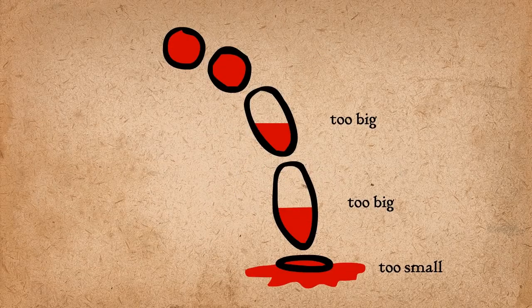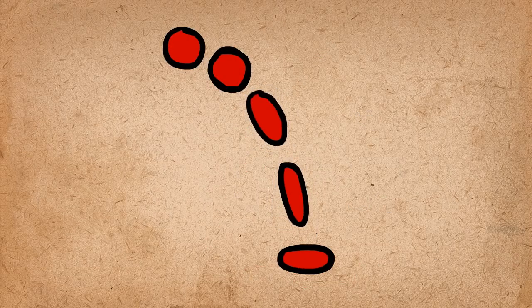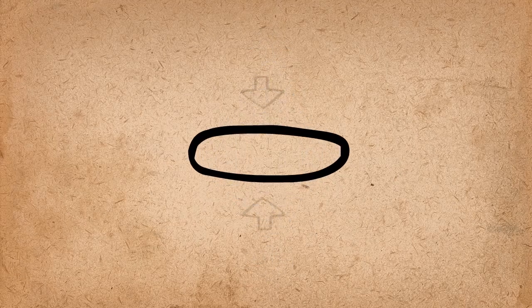The overall volume of the ball must be the same. So as the ball gets longer, it also gets narrower. When it gets flatter, it also gets wider.